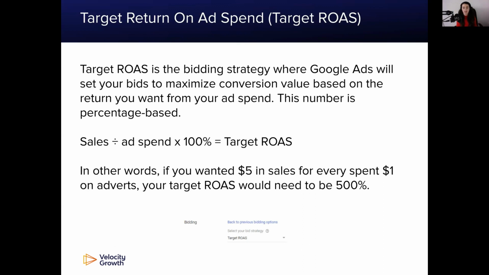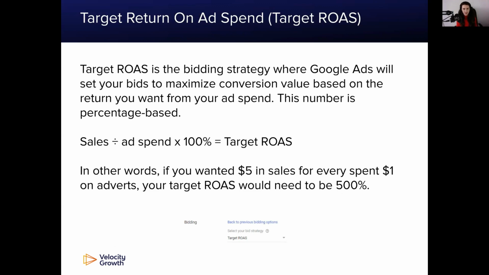So in other words, if you want $5 in sales for every $1 spent on adverts, a 5-to-1 return, your target ROAS would need to be 500%. So it takes a little bit of maths to get your target ROAS right, but you can calculate it a little bit easier. If you have, say, 8-to-1, then it would be 800%. If it's 9-to-1, it would be 900%. So you can set that target ROAS.